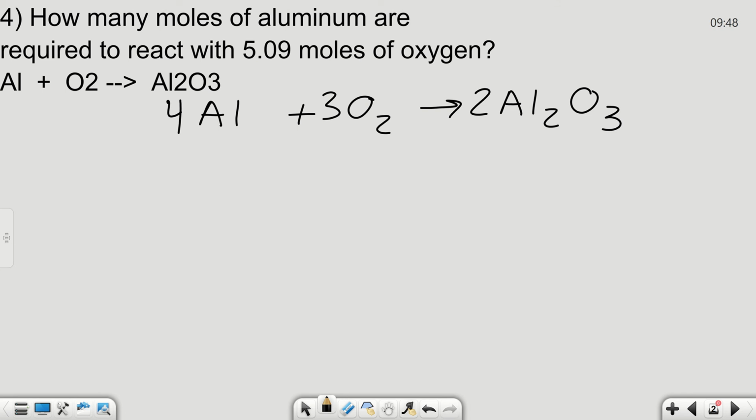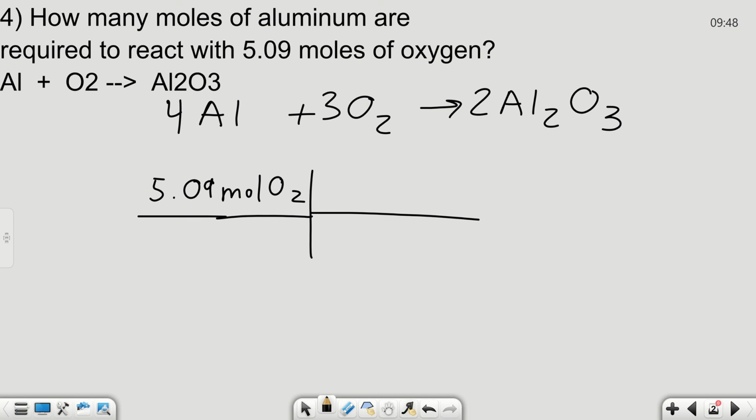So, how many moles of aluminum are required to react with 5.09 moles of oxygen? Okay, so what I have here, make sure I write the unit, moles of oxygen. I need to convert from moles of oxygen to moles of aluminum. This one is 4 to 3. Sorry, I can't necessarily do that off the top of my head. I want to get my work in front of me here.